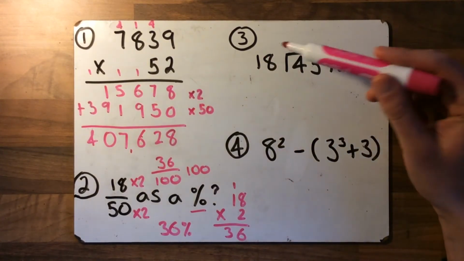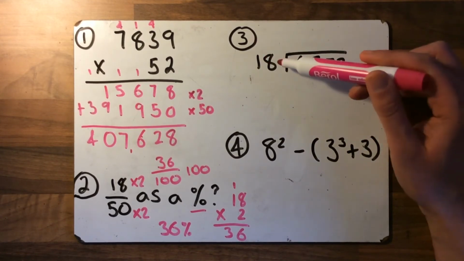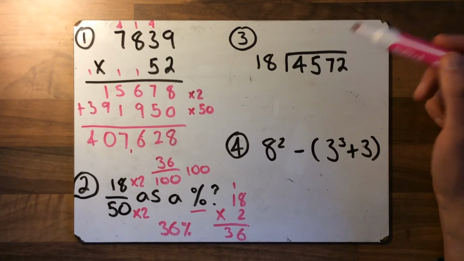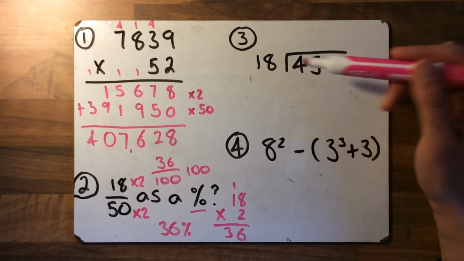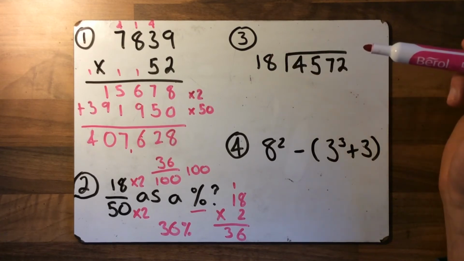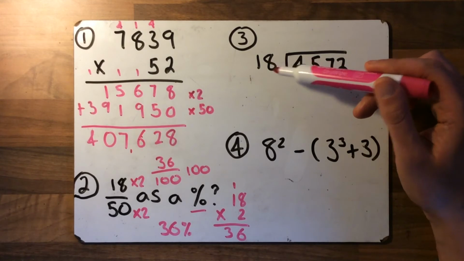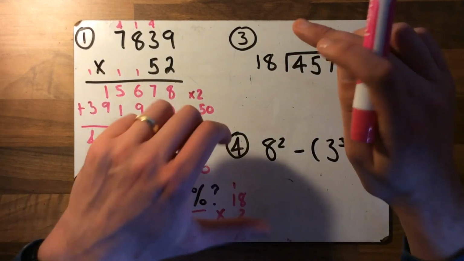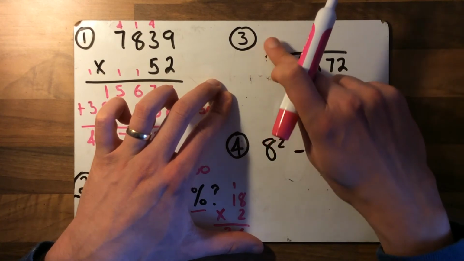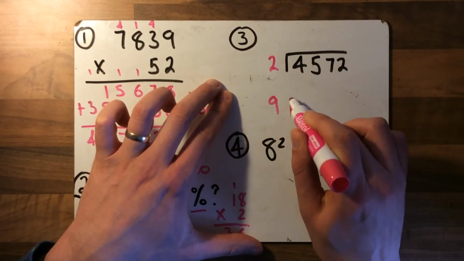So if we look at number 3 now, we've got 4,572 divided by 18. Now we could write out our 18 times tables, but I certainly don't know them. So what we can do that is a little bit easier is use this factor method that we've talked about. Two numbers that multiply together to get to 18. Now the obvious ones are 9 and 2. So let's divide by 2 first of all, and then we can divide by 9.